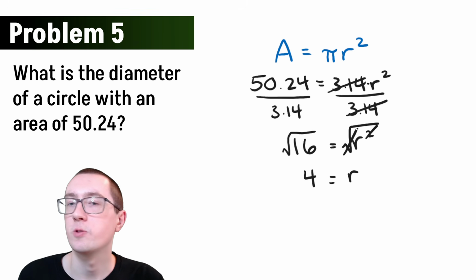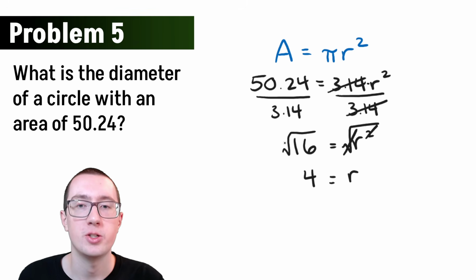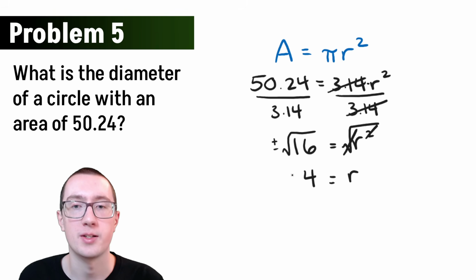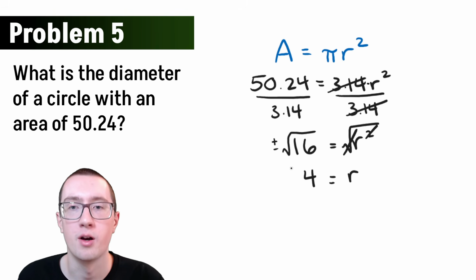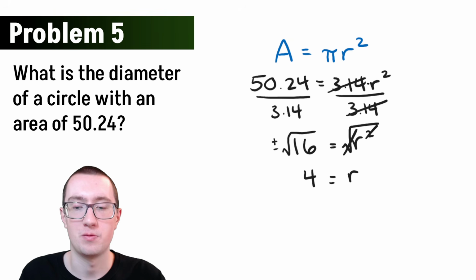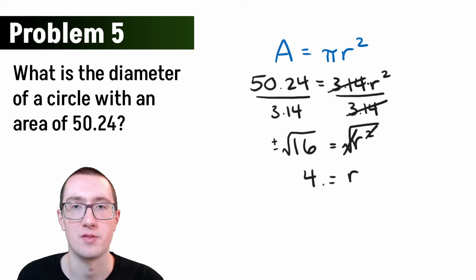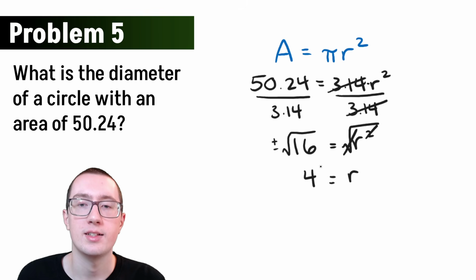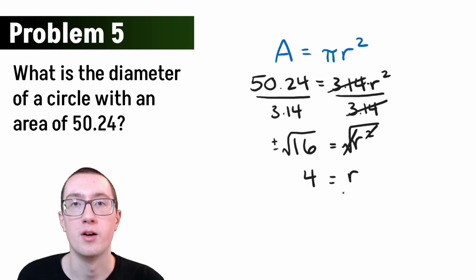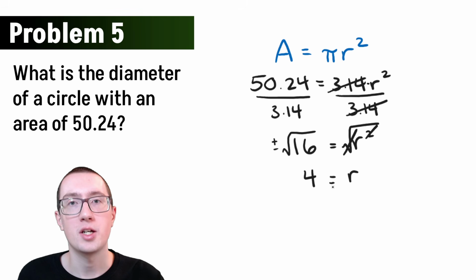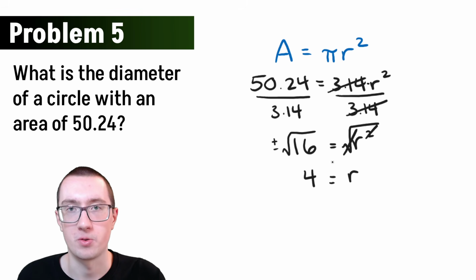Now, technically, when you're square rooting both sides of an equation, you're actually plus or minus square rooting. So this would be plus or minus 4. But the lengths of lines are not going to be negative. So we're just going to use the positive answer of 4. So our radius of the circle is equal to 4. But always remember what the question was asking. It was asking for the diameter of the circle.